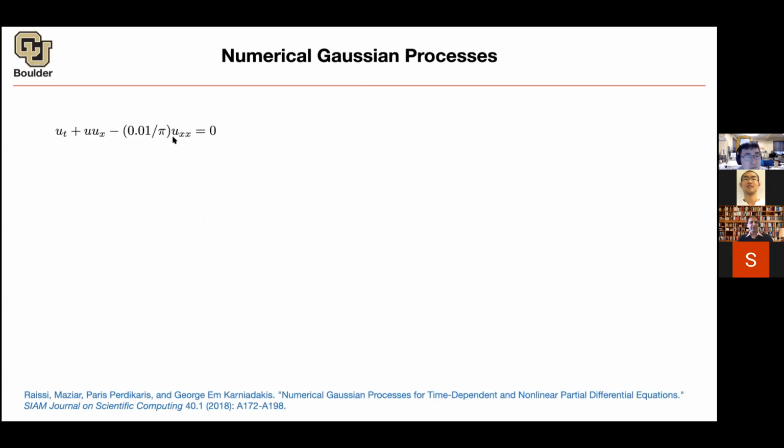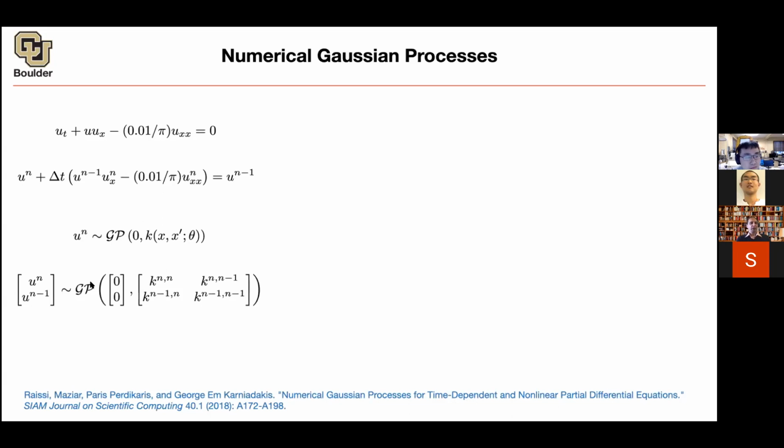So let's say this is your physics, Burgers' equation. Let's go ahead and discretize it. Backward Euler: (u^n - u^(n-1)) / Δt is your right-hand side. Let's approximate u^n by a Gaussian process. Let's put a Gaussian process prior on u^n and push it through this differential equation. And then you can write down the correlation between yesterday and today. You can write down the correlation between u^n and u^(n-1).